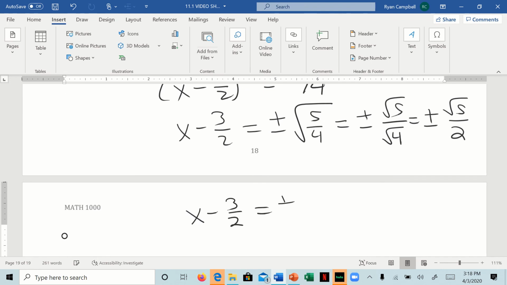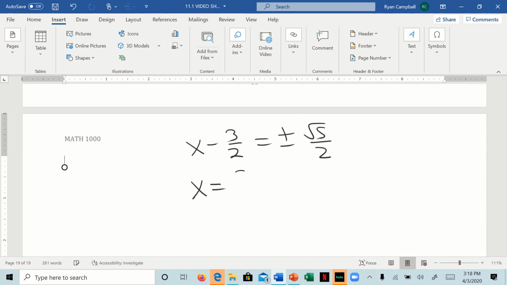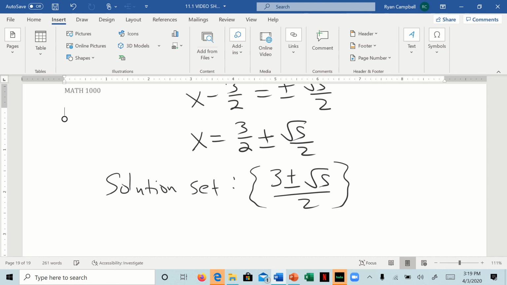So just rewriting what we already established, we can rewrite that as x equals positive 3/2 plus or minus the square root of 5 over 2. So solution set. 3 plus or minus the square root of 5 over 2. That's another way we could write it.